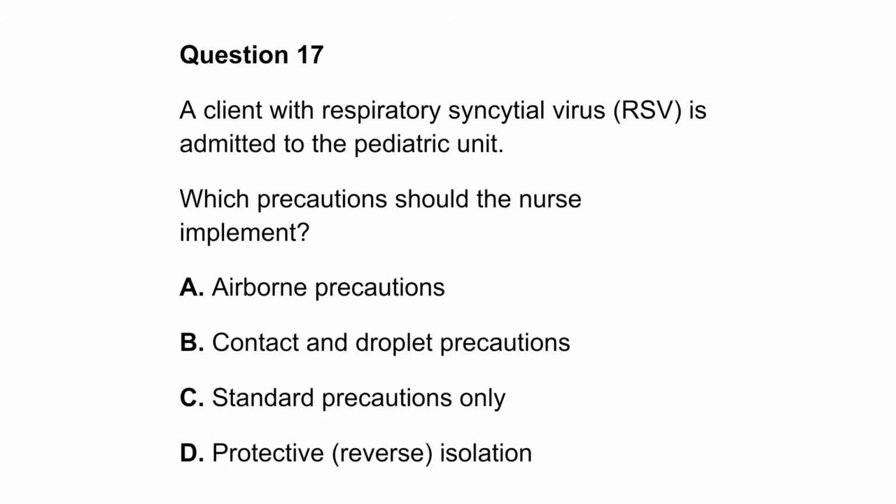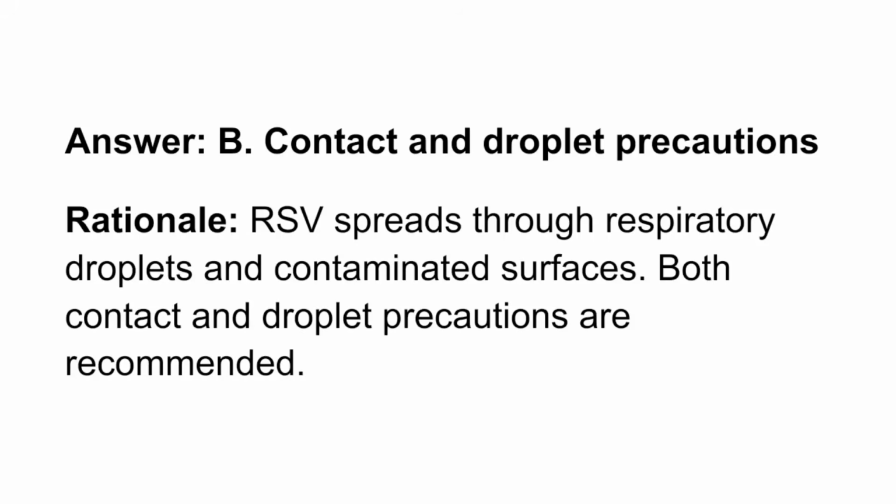Question 17. A client with respiratory syncytial virus, RSV, is admitted to the pediatric unit. Which precautions should the nurse implement? A. Airborne precautions. B. Contact and droplet precautions. C. Standard precautions only. D. Protective, reverse, isolation.